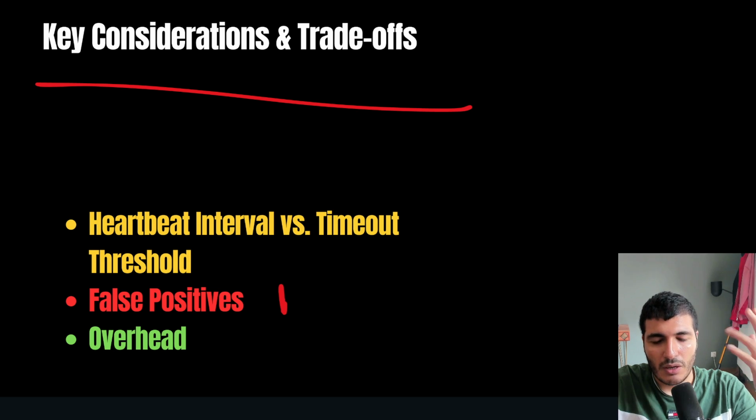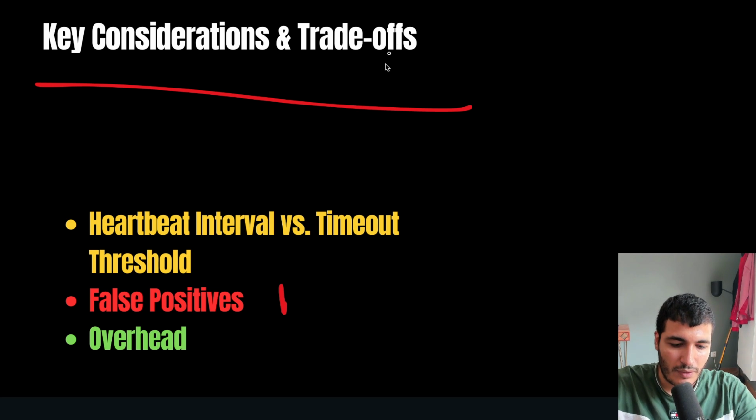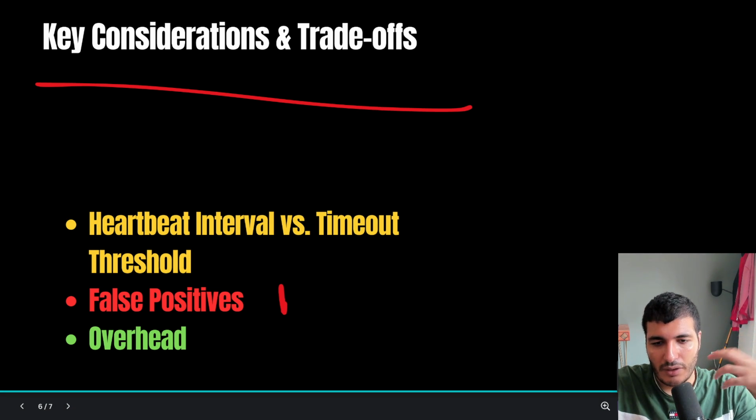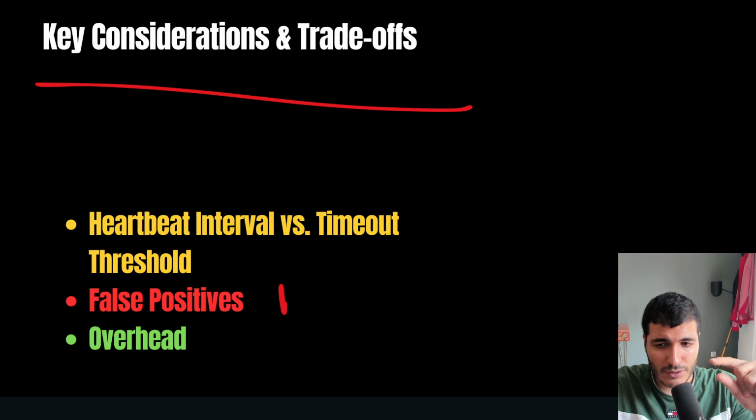Number 2, as we said before, heartbeats alone cannot perfectly distinguish a truly dead node from one that's simply experiencing a temporary network partition. For very strong consistency and state management, heartbeats are often combined with more sophisticated distributed consensus algorithms like Paxos or Raft. And number 3, overhead. Despite being small, consistent heartbeat traffic adds to network load and consumes some CPU cycles.